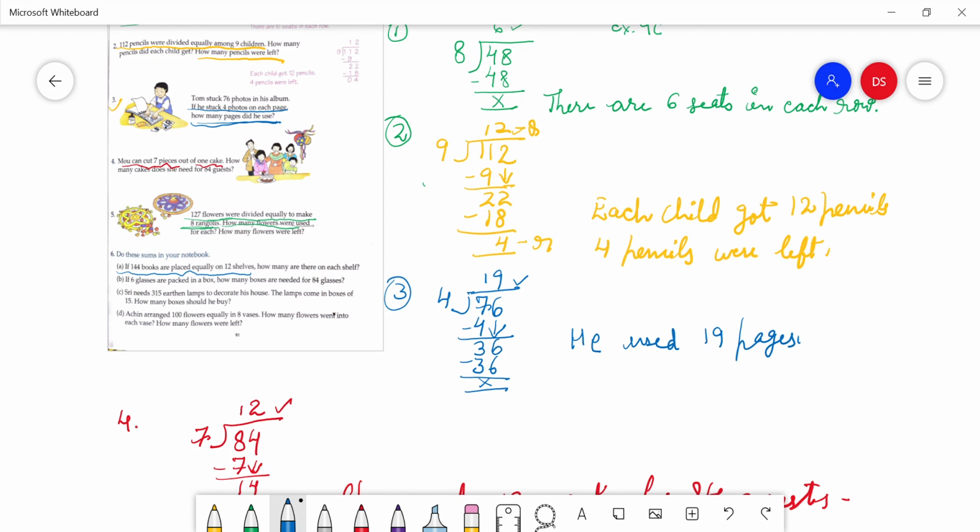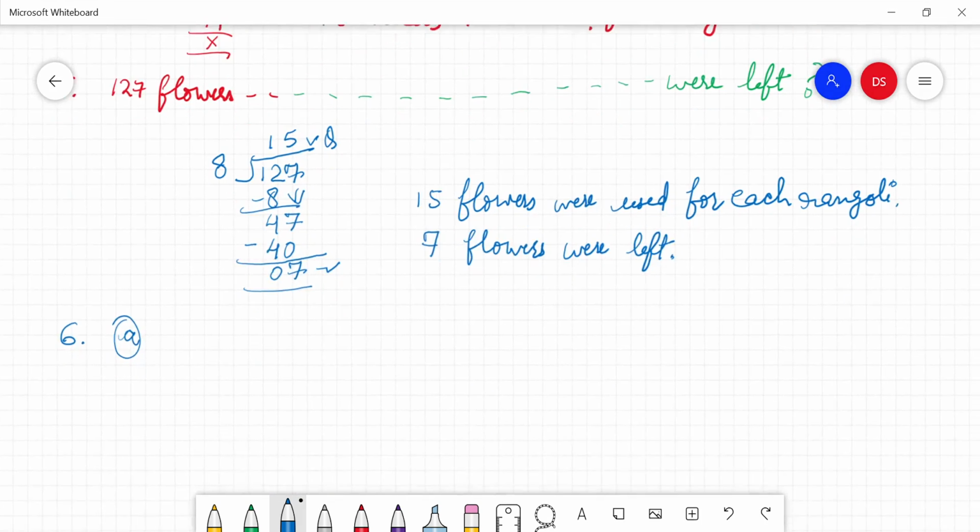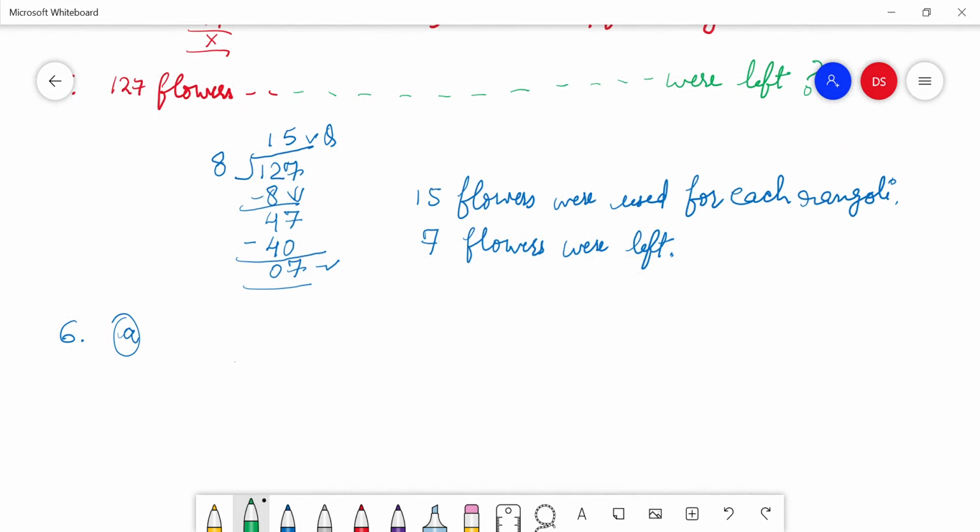So we will divide. The total number of books is 144. This is the dividend. And how many shelves are there? There are 12 shelves. 12 ones are 12. Subtract 12 from 14. This is 2. Bring down the next number. This is 4. Now it is 24. We will read the table of 12 for 24. 12 twos are 24. 24 minus 24 is 0.